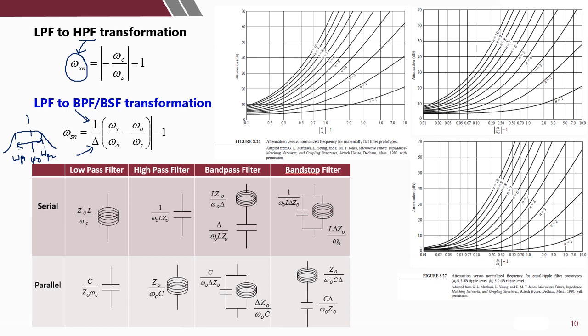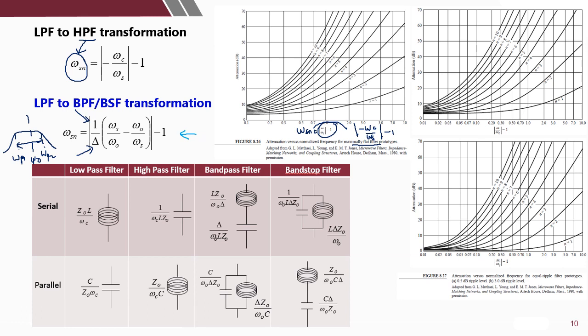So from the graph, if it is a Butterworth high pass filter, at the bottom is omega Sn equal to this. The omega Sn can be calculated by using minus omega c over omega s minus 1. This is for the high pass filter. If you have the band pass filter or band stop filter, then omega Sn can be calculated by using this equation. Please make sure you are alert to this equation.